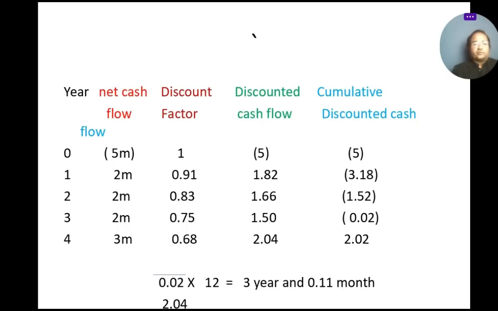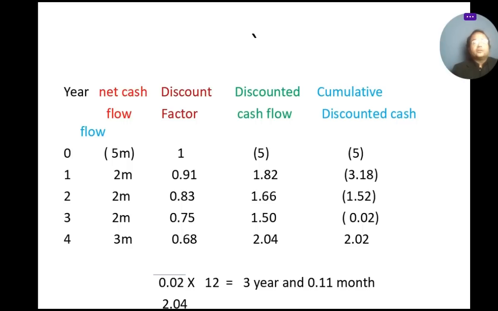In the second year your positive cash flow is 2 million. You multiply that cash flow by the discount factor, giving 1.66. The value today of the 2 million that will come to your business after 2 years is 1.66, and your remaining amount out of 5 million is 1.52. In year 3, again 2 million, the discount factor is 0.75, and the value of the third year's 2 million in today's money is 1.5. So your remaining amount is 0.02.